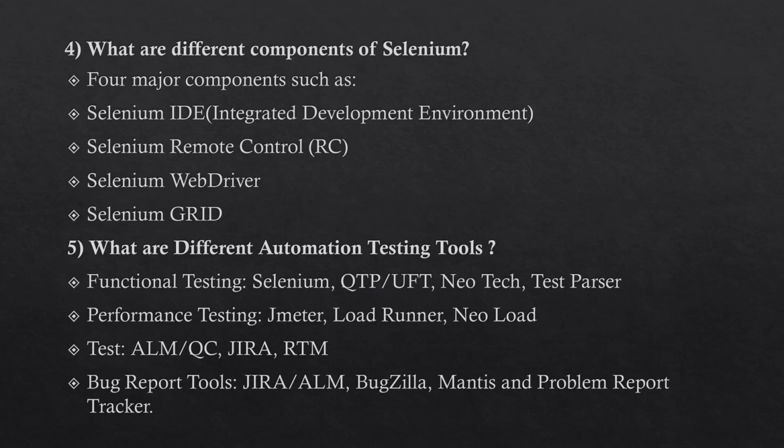Going to the next question: what are the different components of Selenium? There are four components available: Selenium IDE, integrated development environment, Selenium Remote Control (RC), Selenium WebDriver and Selenium Grid. These are the four major components available under Selenium, so we can consider it a suite of components. Then going to the next question, what are the different automation testing tools? We have already discussed these: functional testing provided by Selenium and QTP or UFT tools, as we discussed in our previous slide.